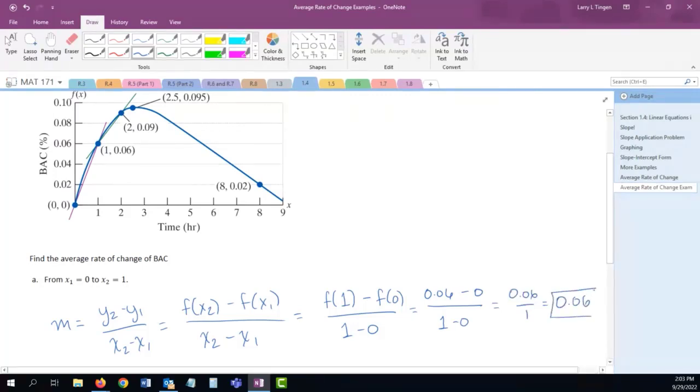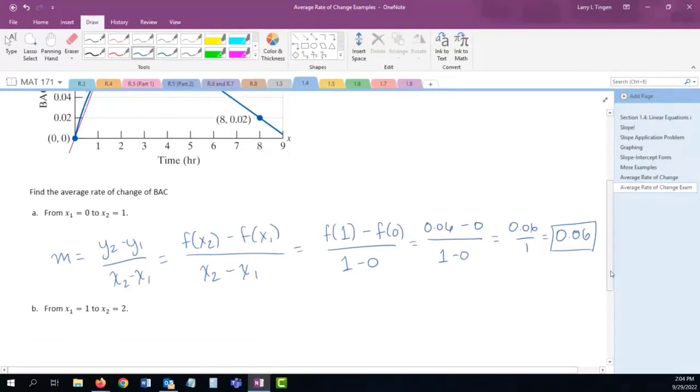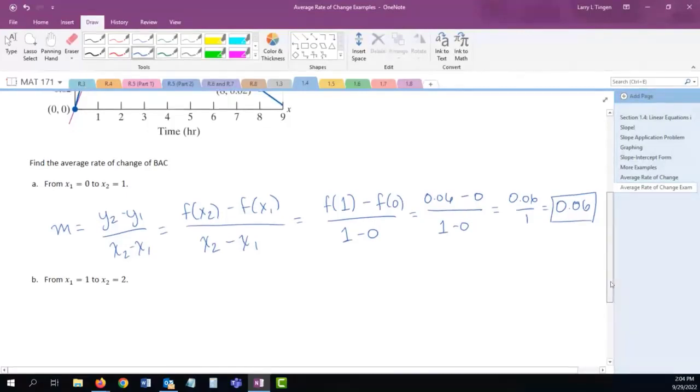It's blood alcohol level over time, but they didn't give me units. It's a percentage blood alcohol content, so you could say the average rate of change over that hour is 0.06. That's how much the alcohol level went up in the body.